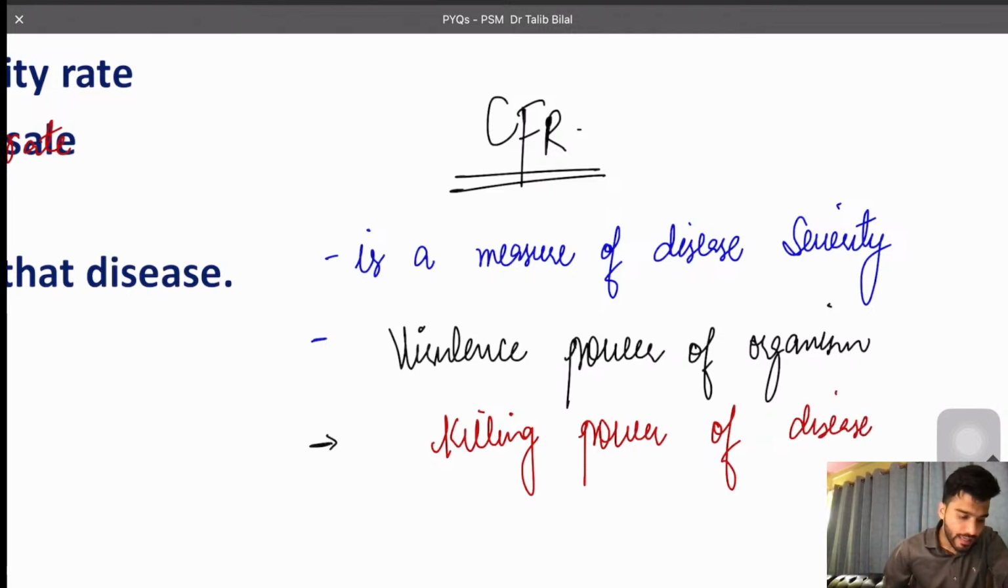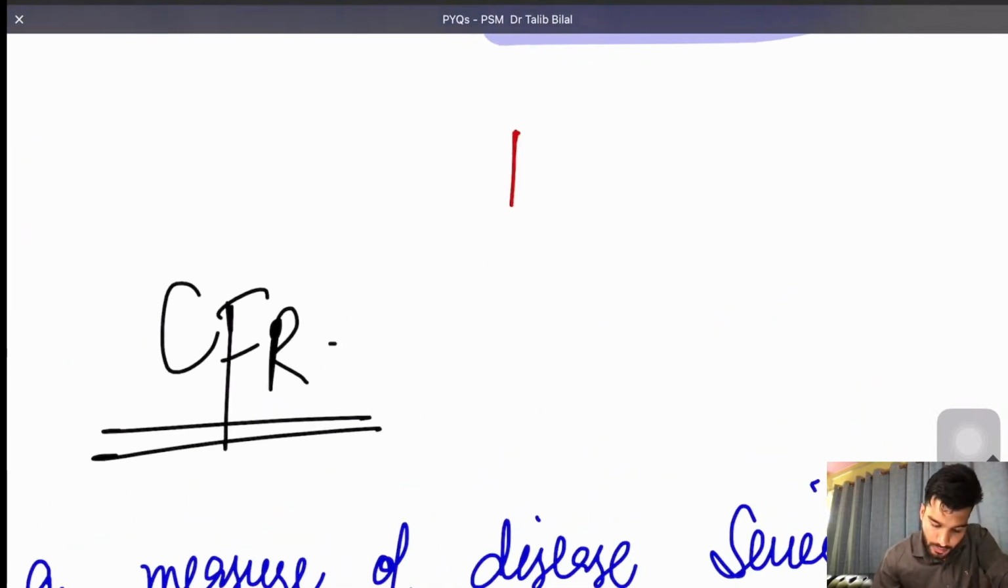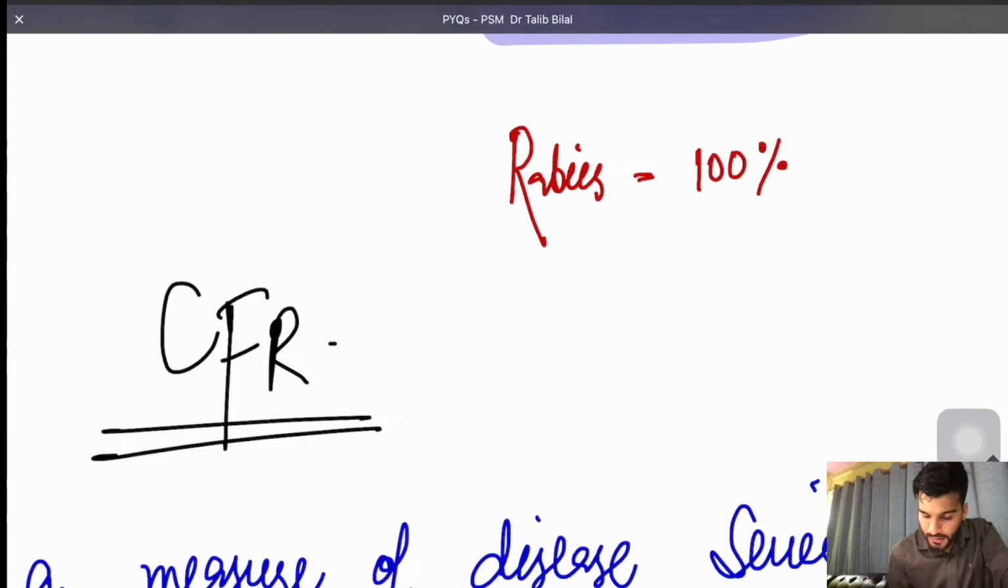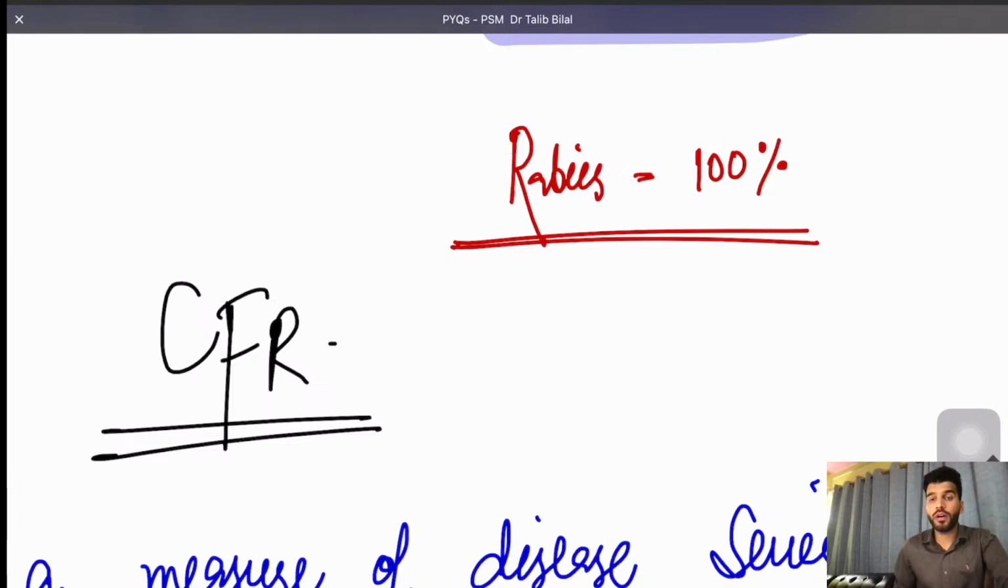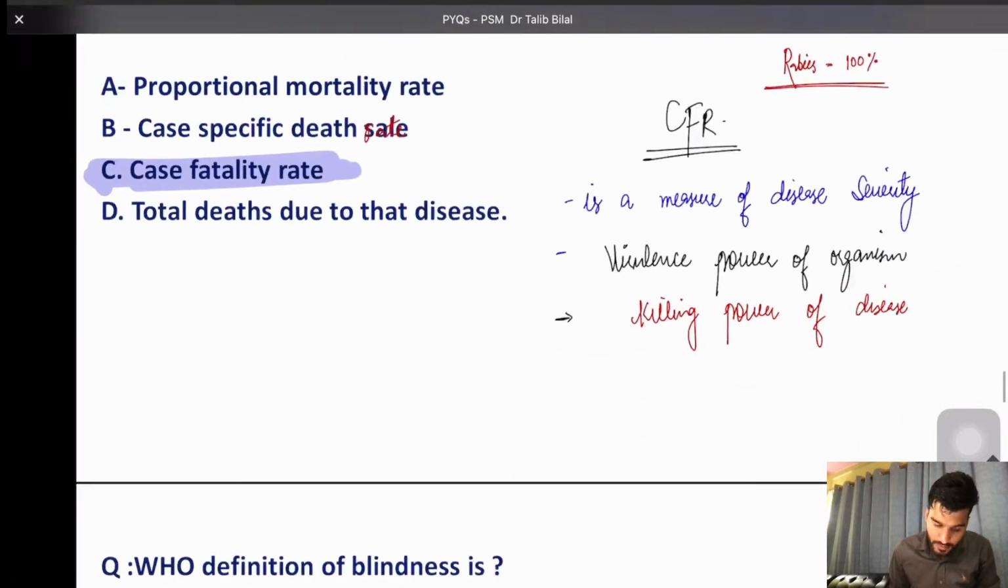Which disease has a CFR of 100%, my dear students? Remember, rabies has a case fatality rate of 100%. If I talk about Japanese encephalitis, it's around 30%. Okay, rabies with 100%. Now, how do you measure this case fatality rate, guys?